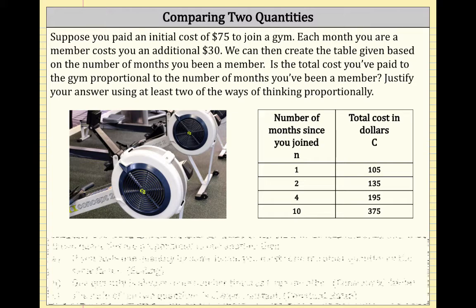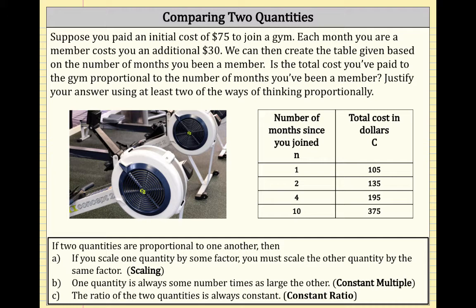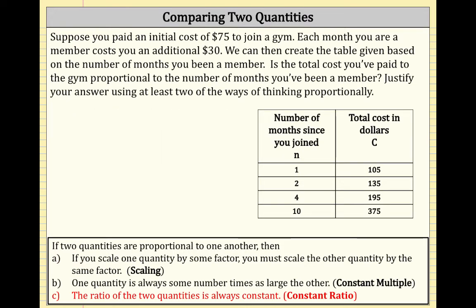So again, to recall, there are three ways to think proportionally. This question is asking us to look at it two different ways. There is a scaling perspective, the constant multiple perspective, and the constant ratio perspective. Let's first look at the constant ratio perspective. We're going to look at the ratio of the total cost in dollars to the number of months since you joined, because we're looking at total cost as output and the number of months as input. So the ratio of output to input.